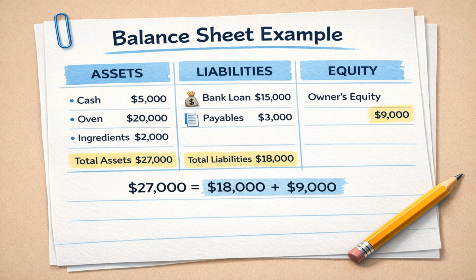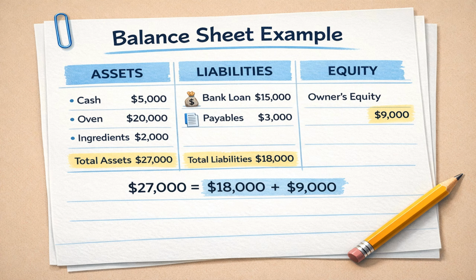Here is an example of a balance sheet, which is a basic accounting statement. On the left are our assets, what the business owns: cash $5,000, an oven $20,000, ingredients $2,000, totaling $27,000. In the middle are liabilities, what the business owes: a bank loan of $15,000 and payables of $3,000, totaling $18,000. On the right is equity, the owner's share, which is $9,000.